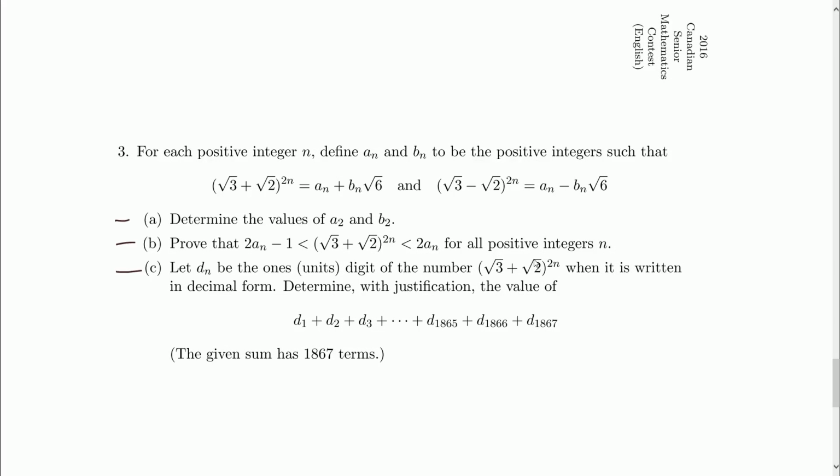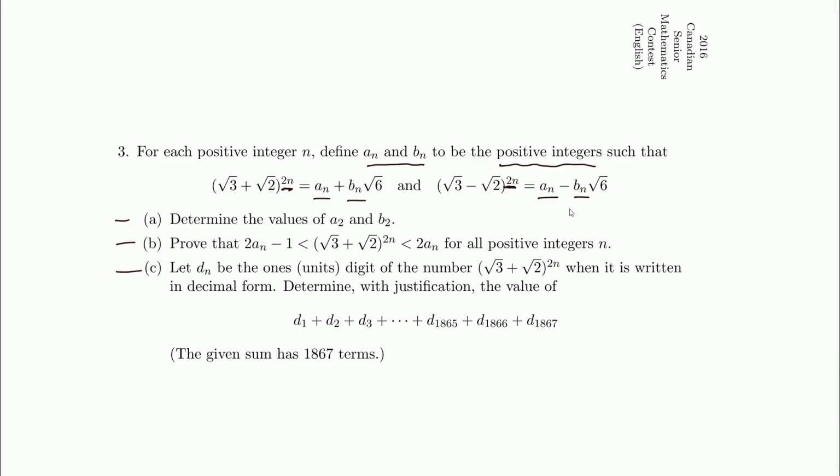For each positive integer n, define an and bn to be the positive integers such that root 3 plus root 2 to the power of 2n is equal to an plus bn root 6. So it's interesting that we can get positive integers out of this. Not necessarily what I would expect. And also, root 3 minus root 2 to the 2n is an minus bn root 6.